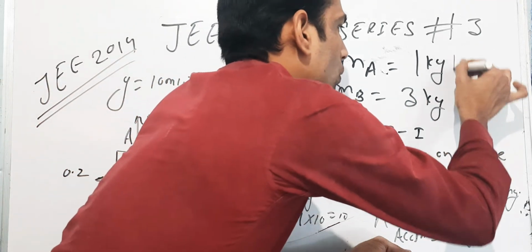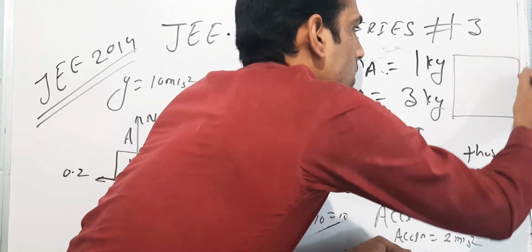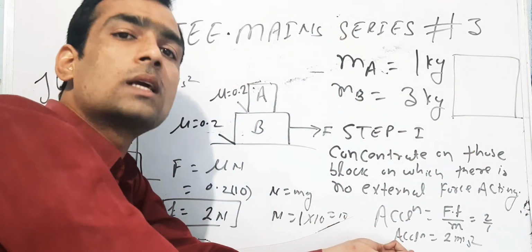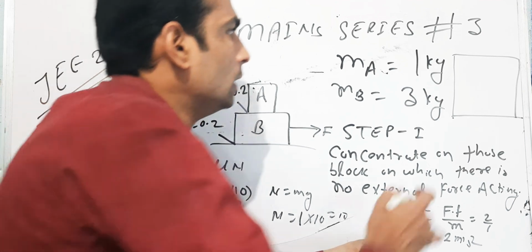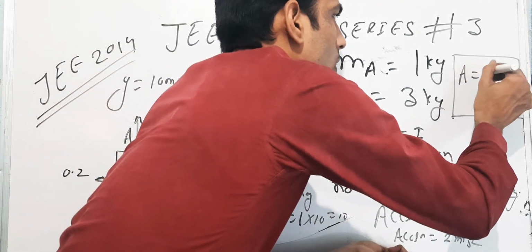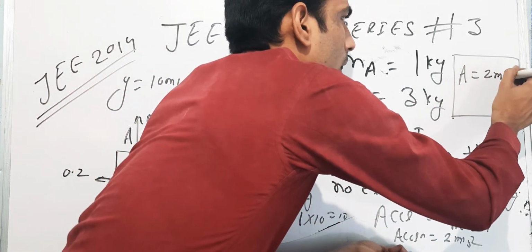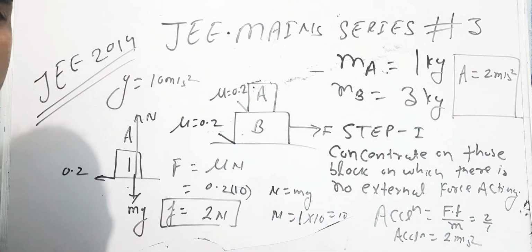So I'm going to just note down here the acceleration of the system. This is the maximum acceleration of the system, right? So a equals 2 meter per second square. Step 1 completed, student.